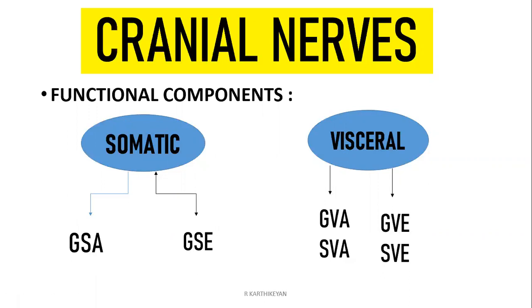Okay, again I'll repeat, GSE stands for general somatic afferent and this stands for general somatic efferents. Efferent means, as I told you, purely motor. So generally what is the muscle that is going to supply? All your voluntary muscles, or your striated muscles. So your general somatic efferent fibers are meant for supplying all the striated muscles in the body.